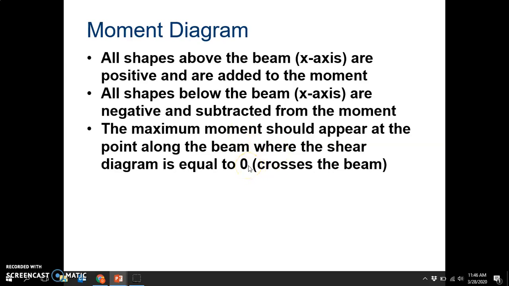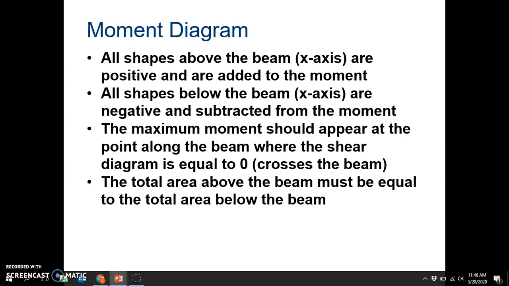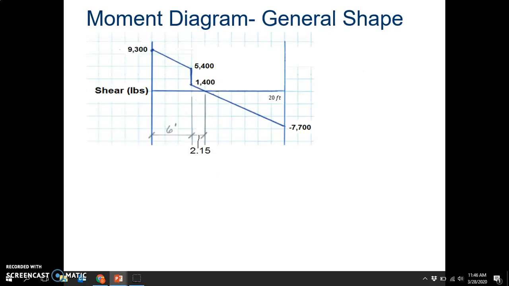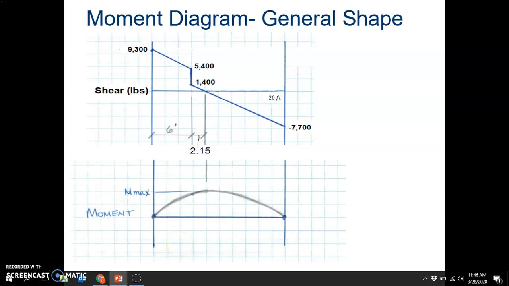And again, some of you in calculus might have made the connection of, oh, max and min, that's kind of the point of inflection type of thing. Also, the total area above the beam must be equal to the area below the beam. The moment diagram must start and end at 0, and let's see what we can draw out. So, here is your finished moment diagram.